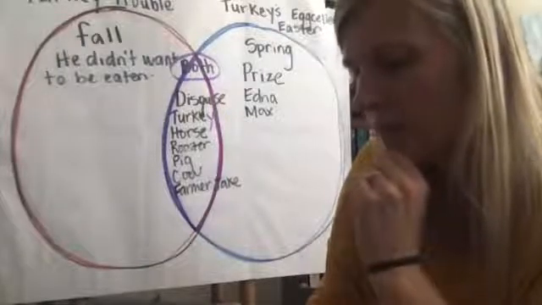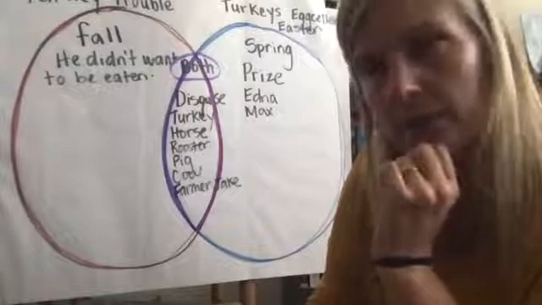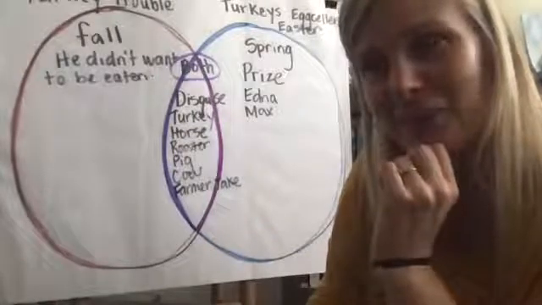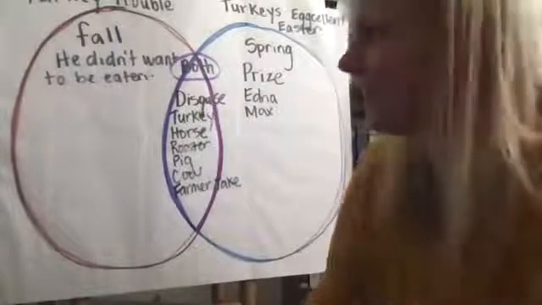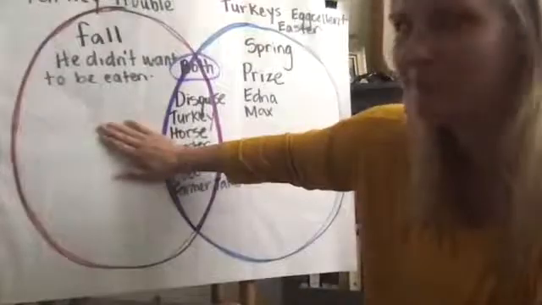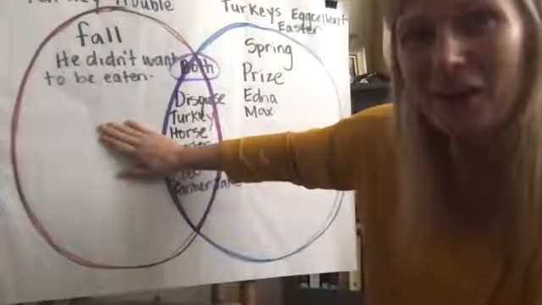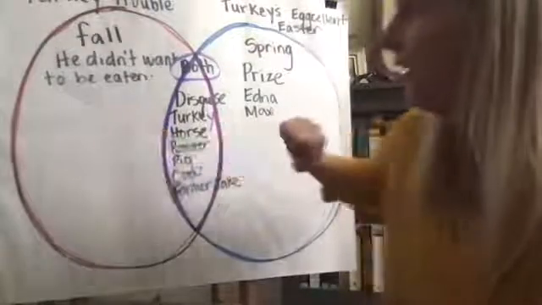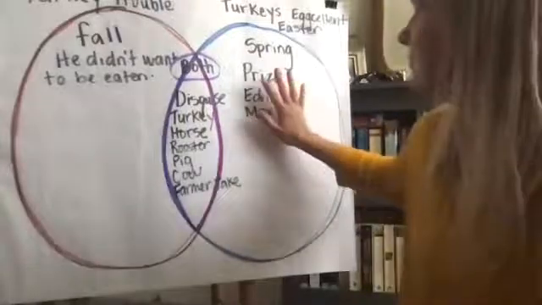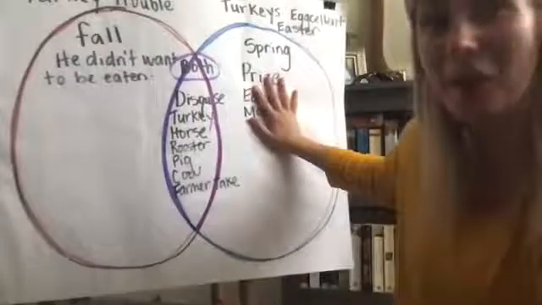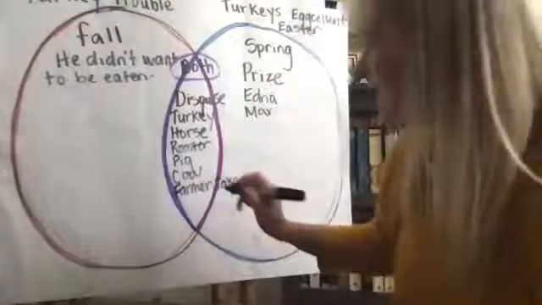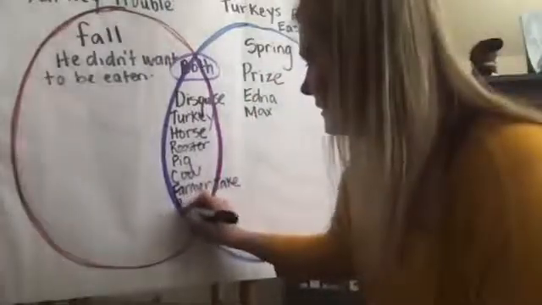What was something else? I want to think about the end of both the stories. What happened at the end of Turkey Trouble? That's right. They got a pizza, didn't they? What happened at the end of Turkey's Excellent Easter? They got a pizza also. So I'm going to write pizza here.